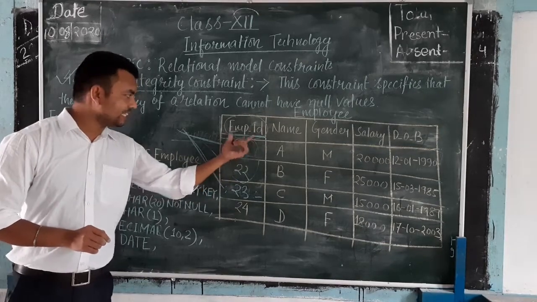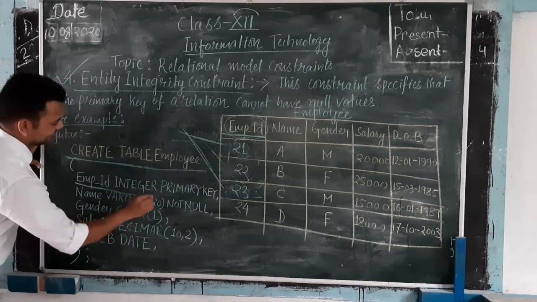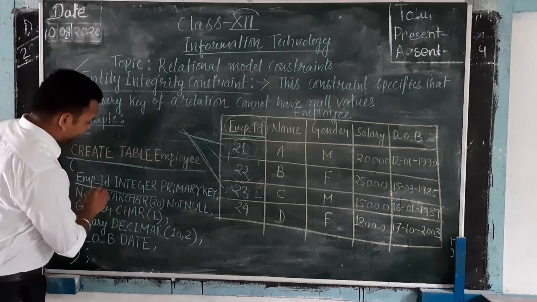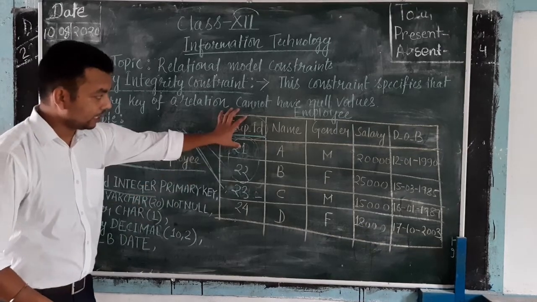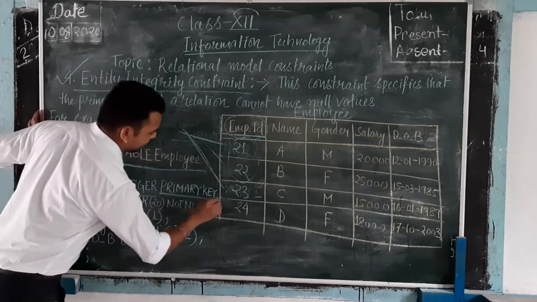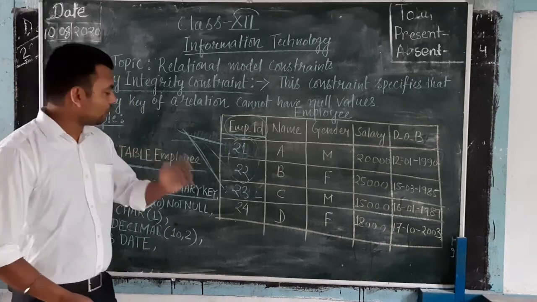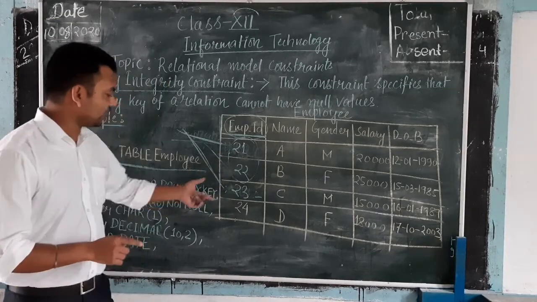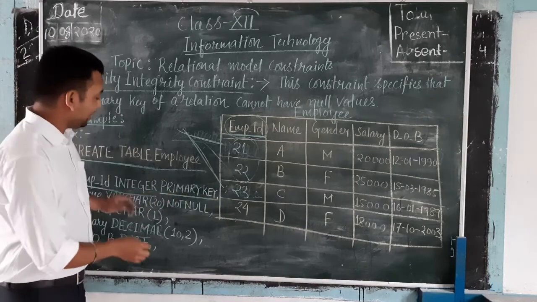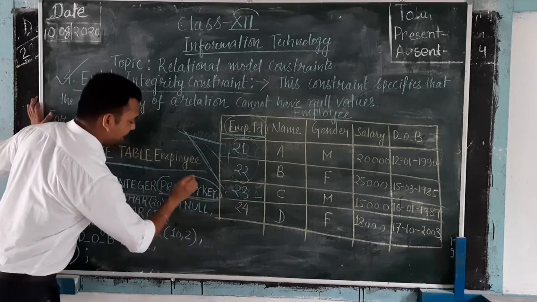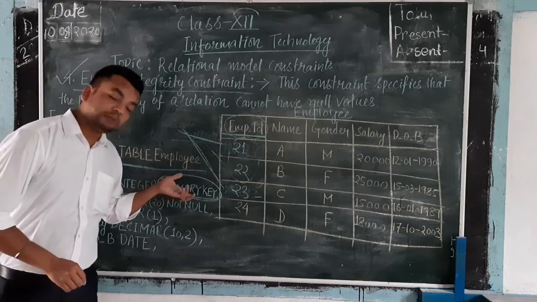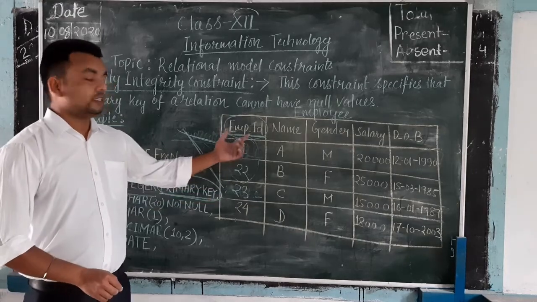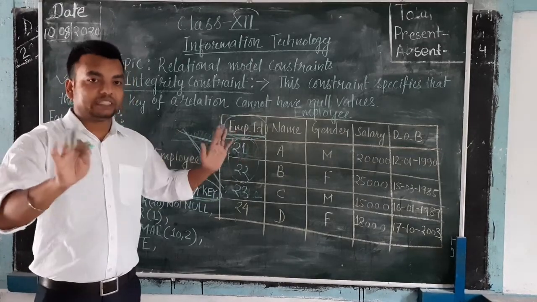So how will it be represented? See here, employee ID integer. We have declared employee ID as an integer data type, and in the first column itself, in the first attribute itself, we have mentioned this as a primary key. By default, we are not supposed to insert NOT NULL here after the primary key attribute, because this is a specific term made for the primary key, and whenever we consider the concept of primary key, null will never be there.